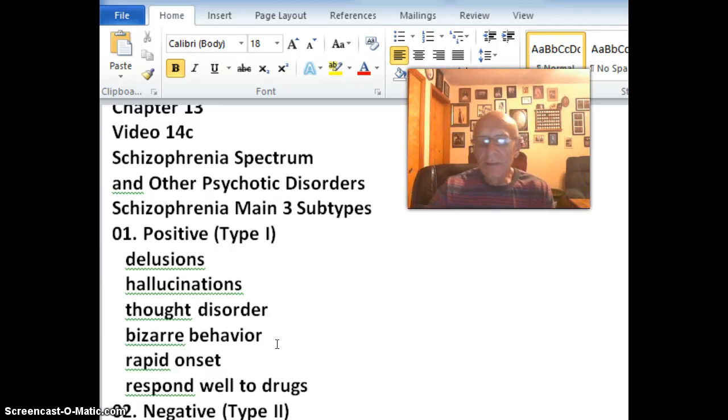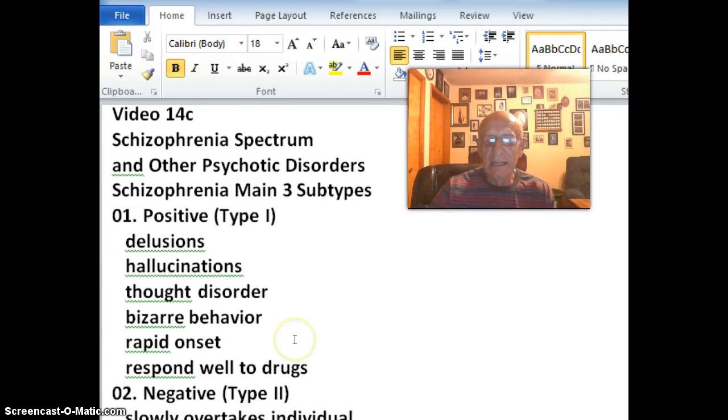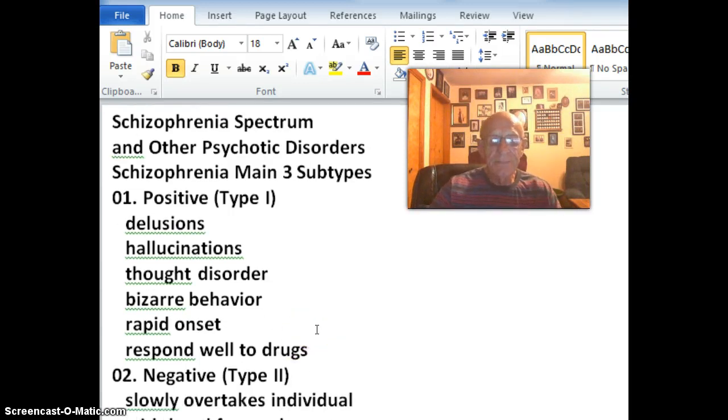Now, with positive type 1, we have rapid onset. Here's an area that I want to look at. During the gestation period, before the infant is born, that individual could show signs within the brain of a propensity for schizophrenia.